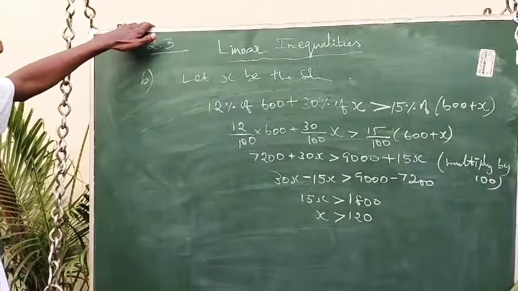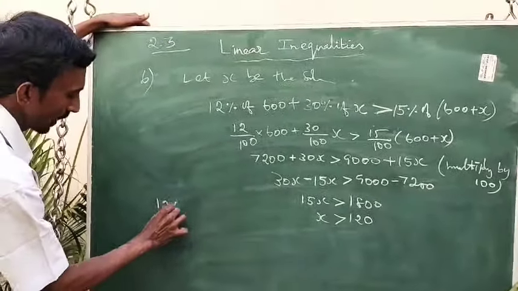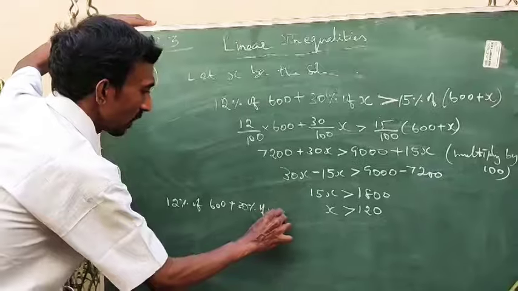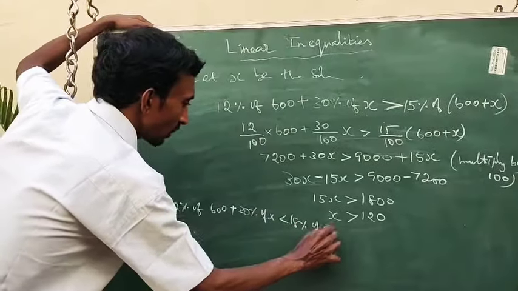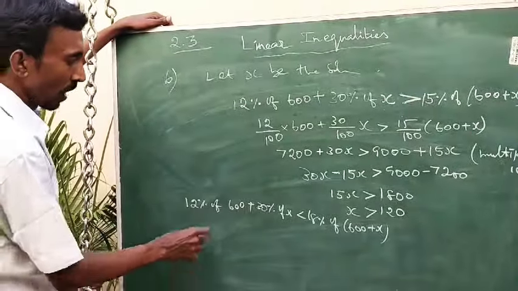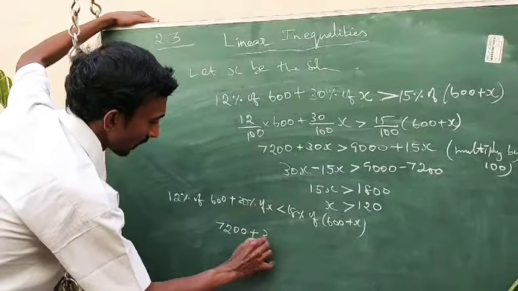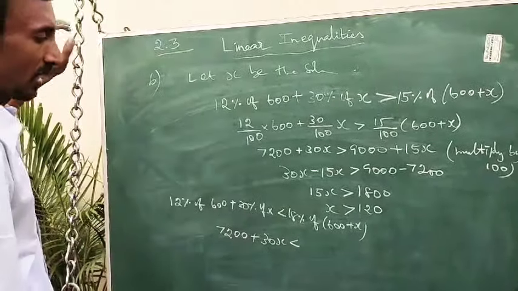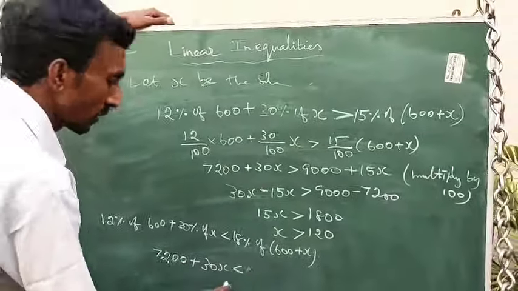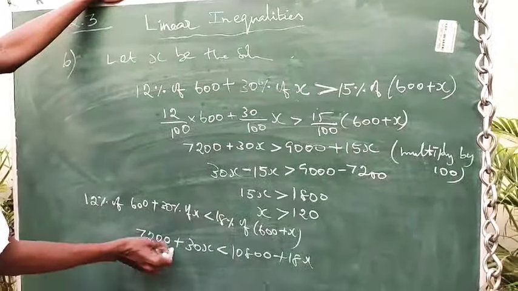Similarly, we have to solve the next part. 12% of 600 plus 30% of x less than 80% of 600 plus x. If we similarly multiply by 100, we are getting the same thing. 7200 plus 30x less than, only the right hand side changes. 80 into 6, 480, plus 80x.